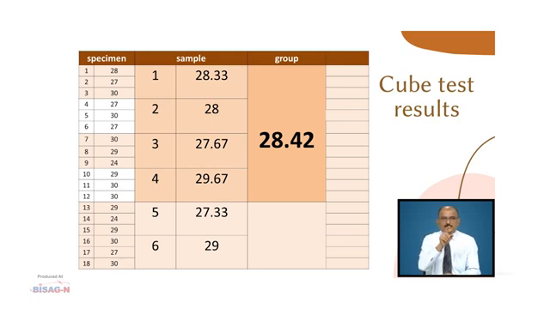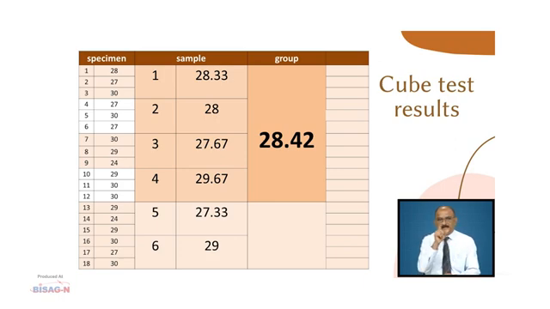There are specimen numbers 1, 2, 3 up to 18, and the strength is given. For example, the first specimen, first cube, is 28, second is 27 Newton per millimeter square, third is 30 Newton per millimeter square, fourth is 27, like that. Now serial numbers 1, 2 and 3, 3 specimens together make one sample, sample number 1. The average of 28, 27 and 30 works out to 28.33. Then 4, 5 and 6, the average works out to 28, and that becomes sample number 2. So there are 1, 2, 3, 4, 5, 6 samples in this particular table.